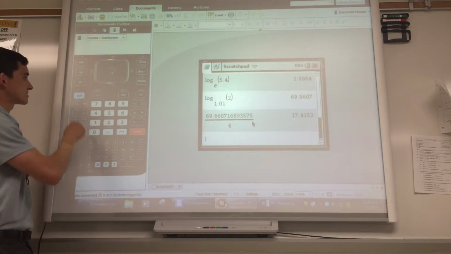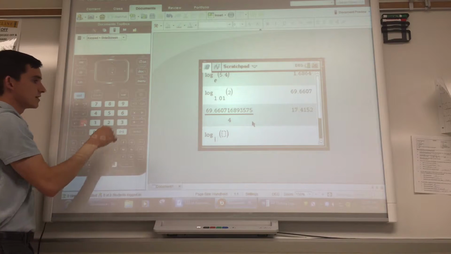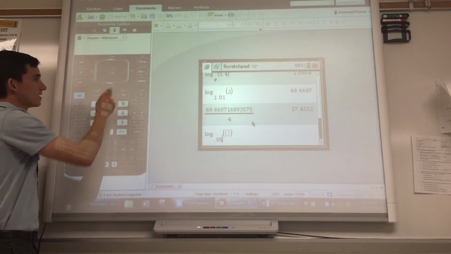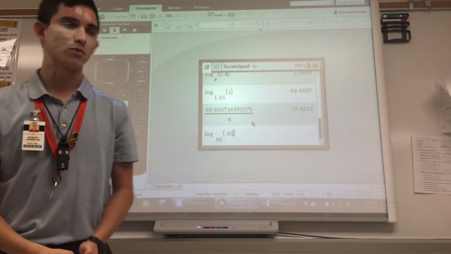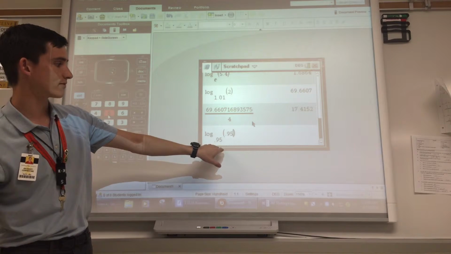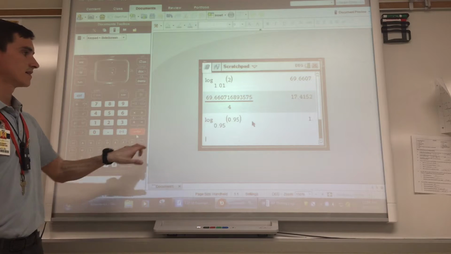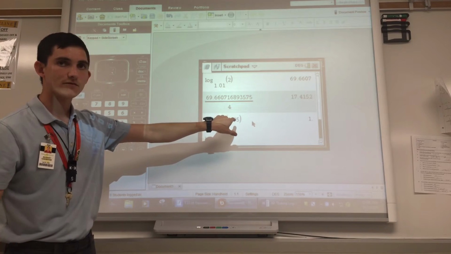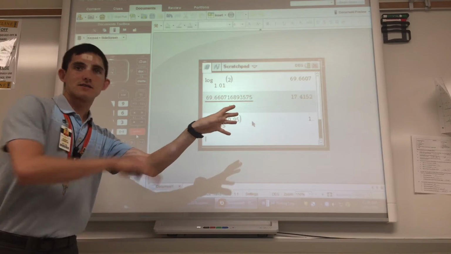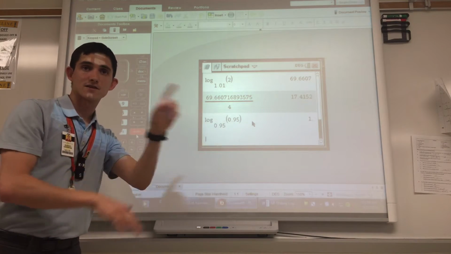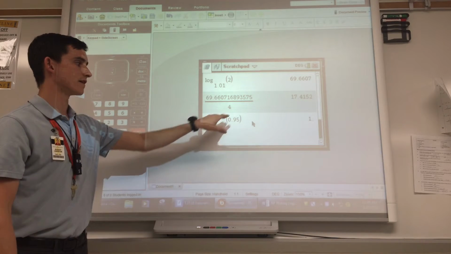So check this out. Logs also have bases. You see that base? Now if I do the log base 0.95 of 0.95, think about what I just said. Logs undo each other. What do you think log base 0.95 of 0.95 is going to be? It's going to be 1. That log base 0.95 of 0.95 undoes it, and that's going to be 1. Just like 5 divided by 5 is 1. Y'all understand? So log base 0.95 of 0.95 is 1.